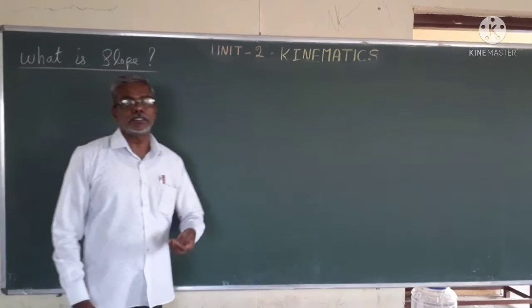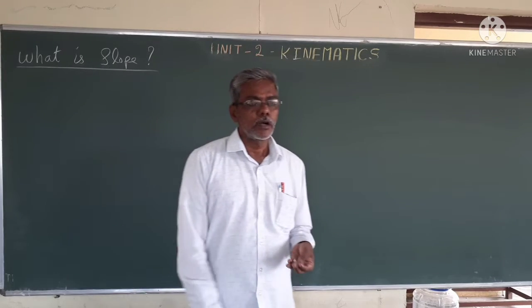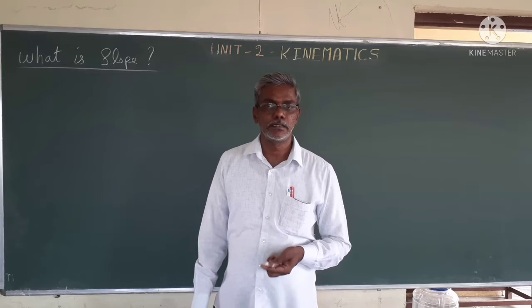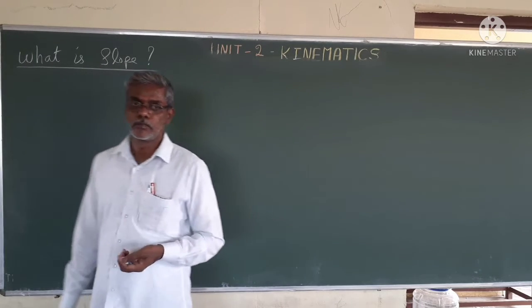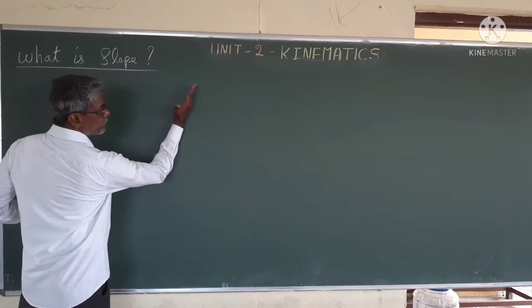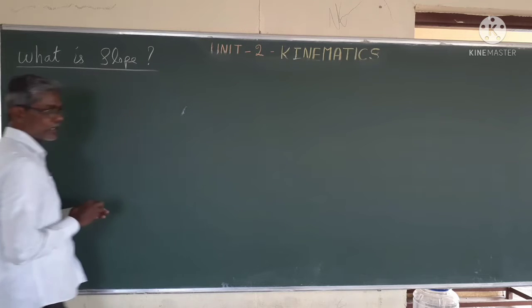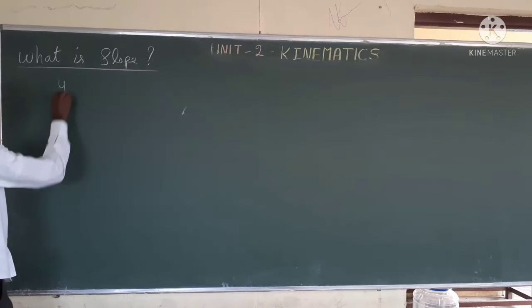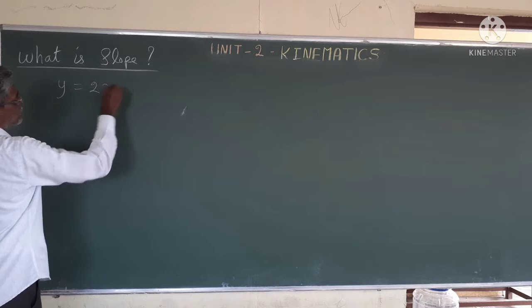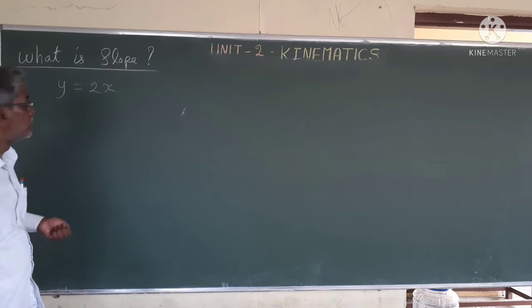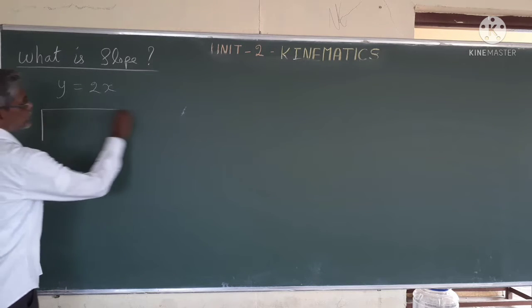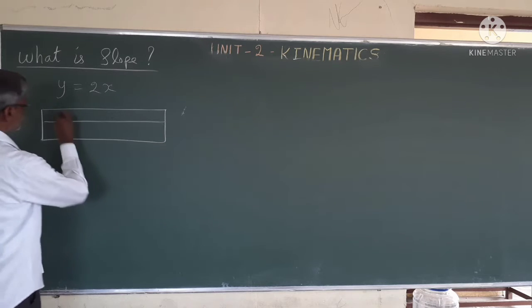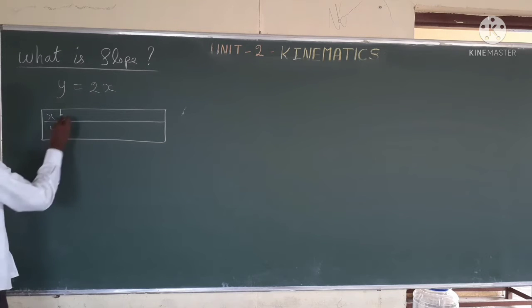So next, what is slope? How much it is inclined, that will give the slope. That is, how much this line has been inclined. Okay. Now let us consider a function y is equal to 2x. Now find the interval x, y.